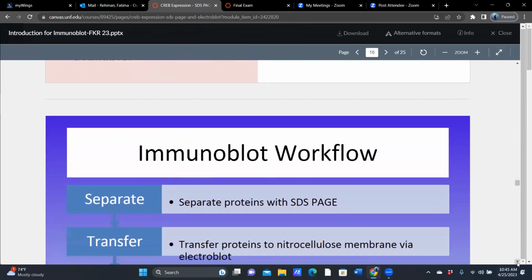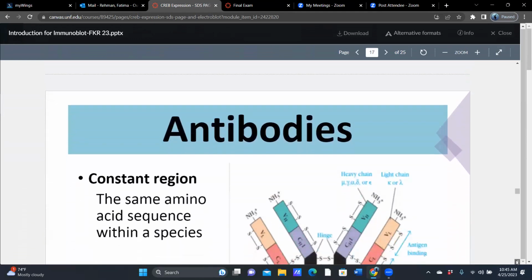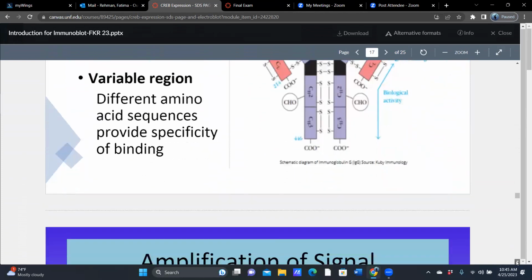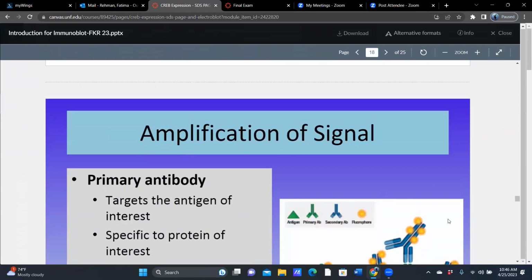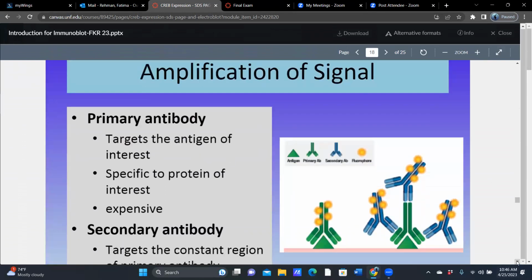Non-fat milk, 5% works perfectly fine for that, by the way, in some of the wash buffer. Okay, next is your choice of primary and secondary antibodies. The primary antibody is going to target the antigen of interest. So it's going to bind to some place on your protein of interest.